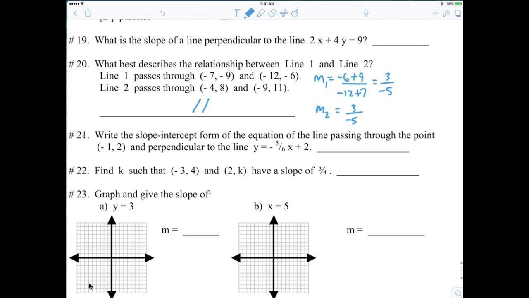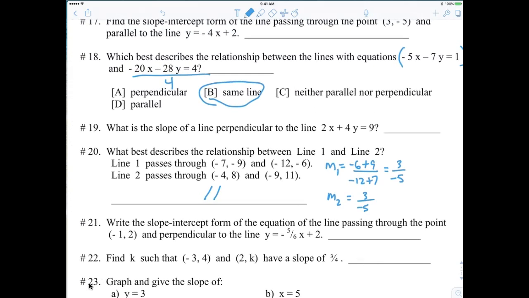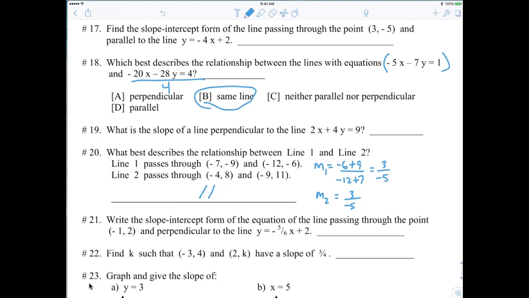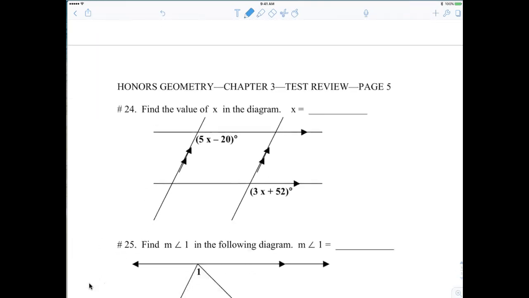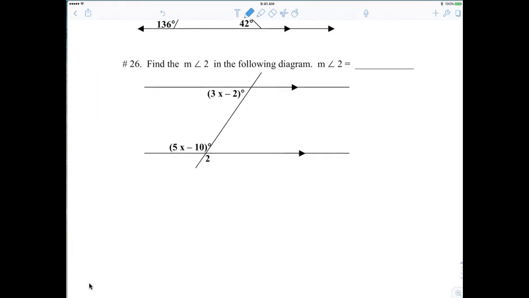Then it's neither. Sorry, go. Number 26, which is just fine. Would you set that equal to 5? No. No.